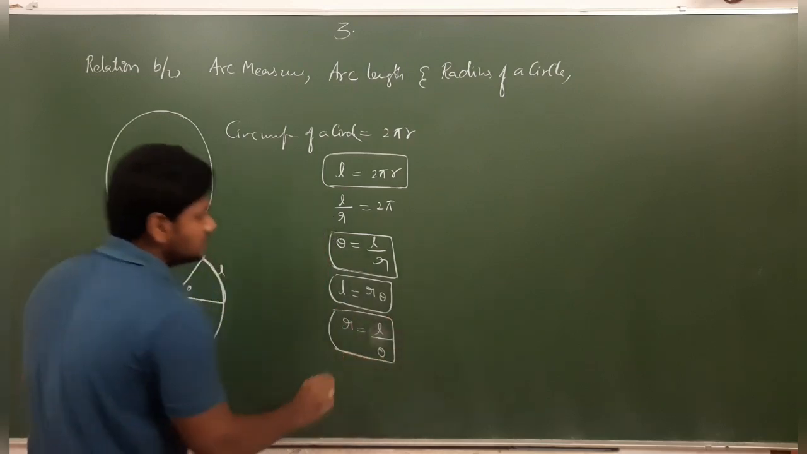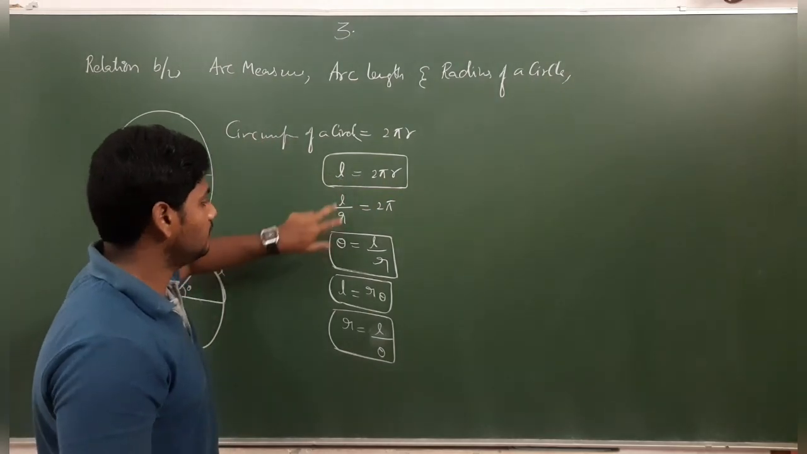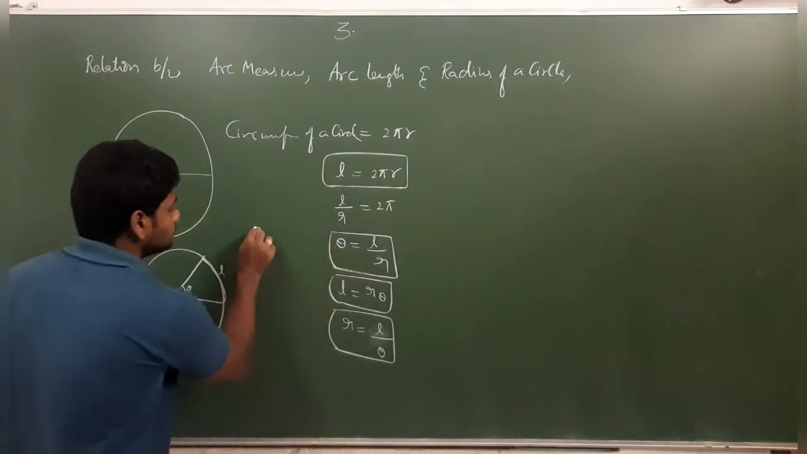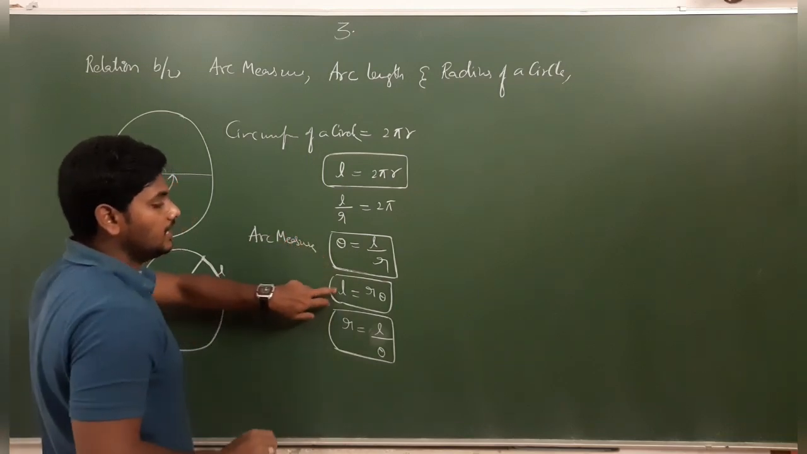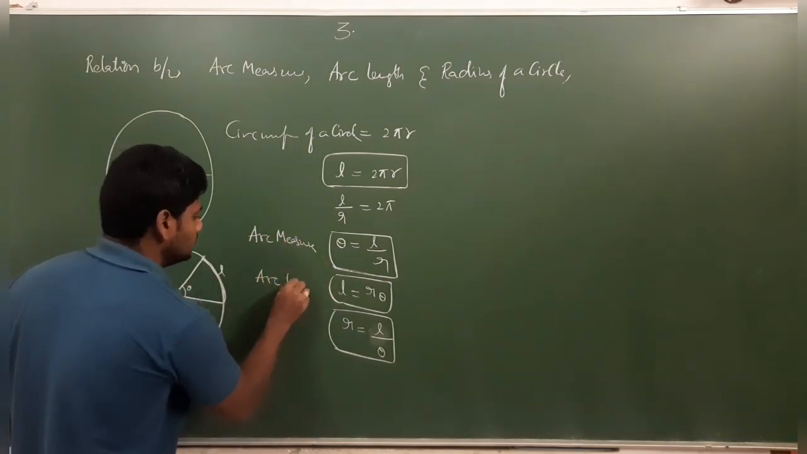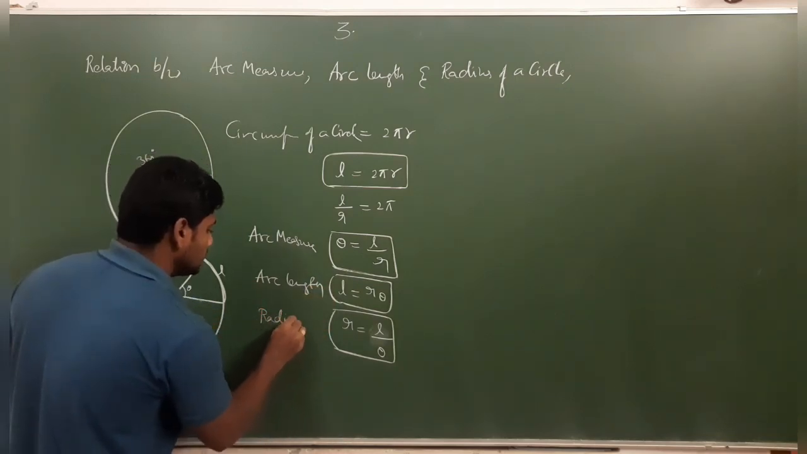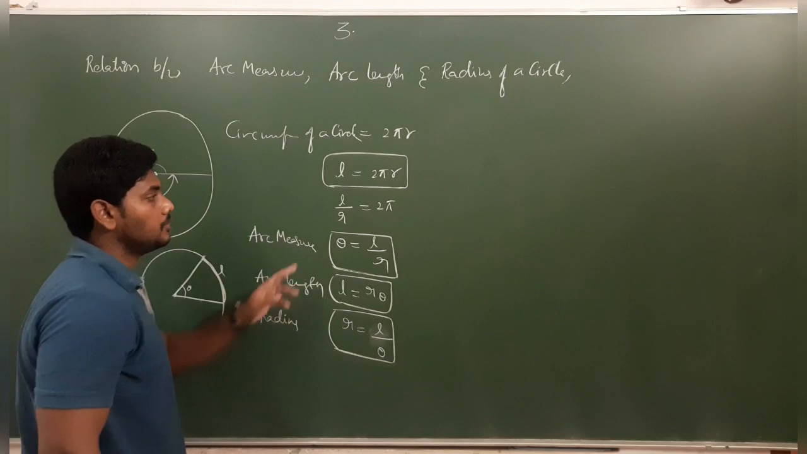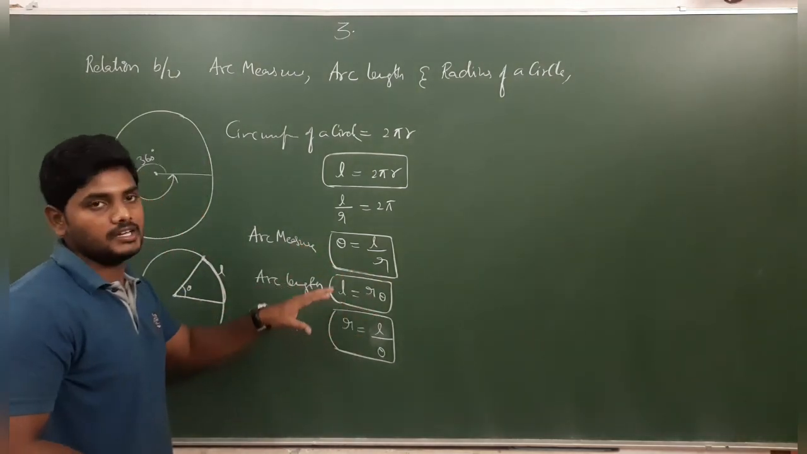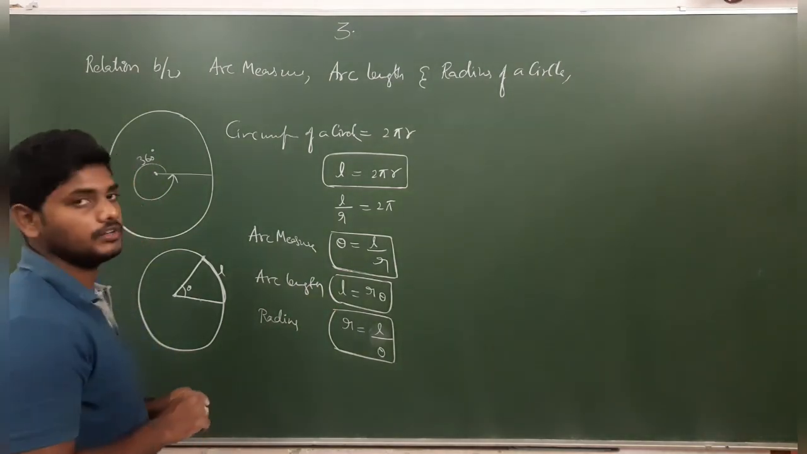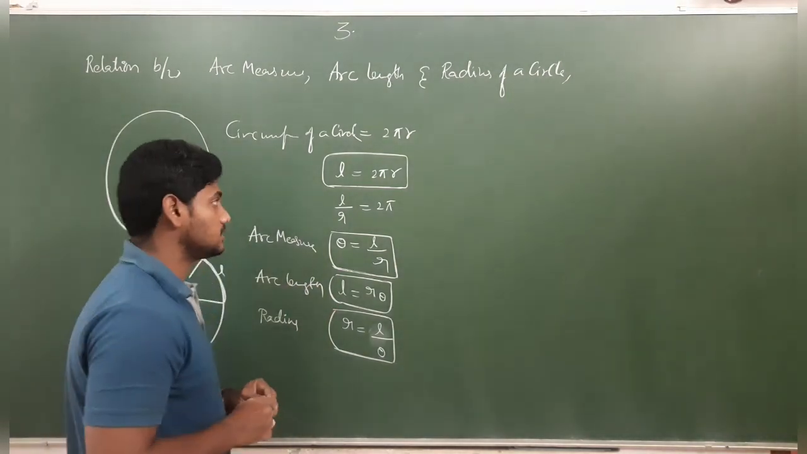So if you observe these three, from the formula L equal to 2 pi r, which is the circumference of a circle, we will get theta. What is theta? Arc measure. We will get L. What is L? Arc length. R. What is R? Radius of a circle. This is a very important formula. Theta equal to L by R or L equal to R theta. From this formula, we are going to solve some of the questions of your exercise 3.1, which is very useful to get 2 marks.